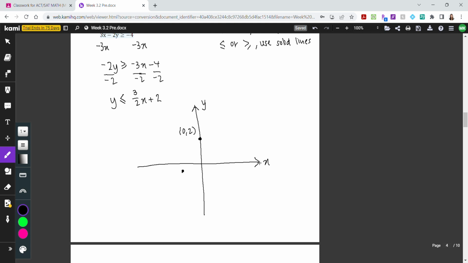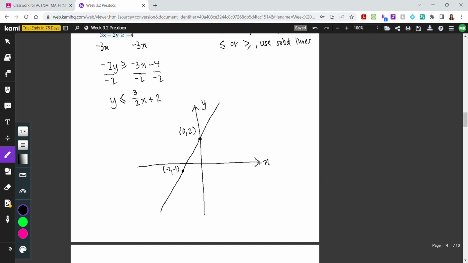So from here, then we're going to draw a straight line. Let's try that again. There we go. We're going to draw a line passing through the dots. We're going to use a solid line because, as you can see, we have an equal to sign in the inequality. All right. And then from here, this is going to be -2, -1.